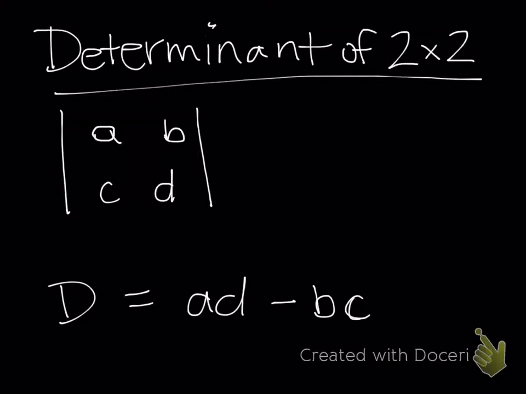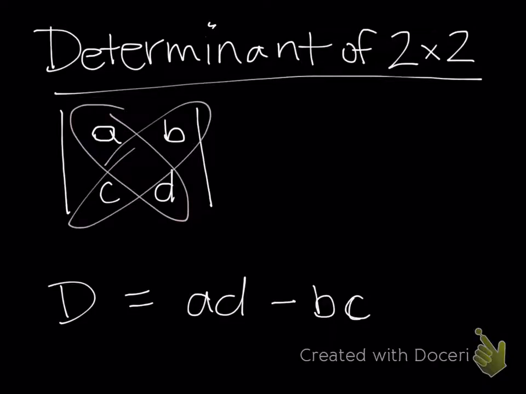And the determinant, kind of similar to the inverse, we work with this diagonal minus that diagonal, and you're going to get just one single number, and that's going to represent your determinant value.